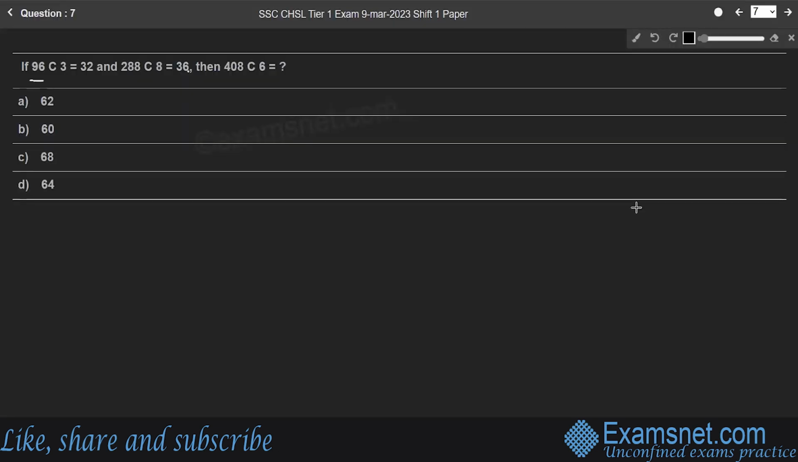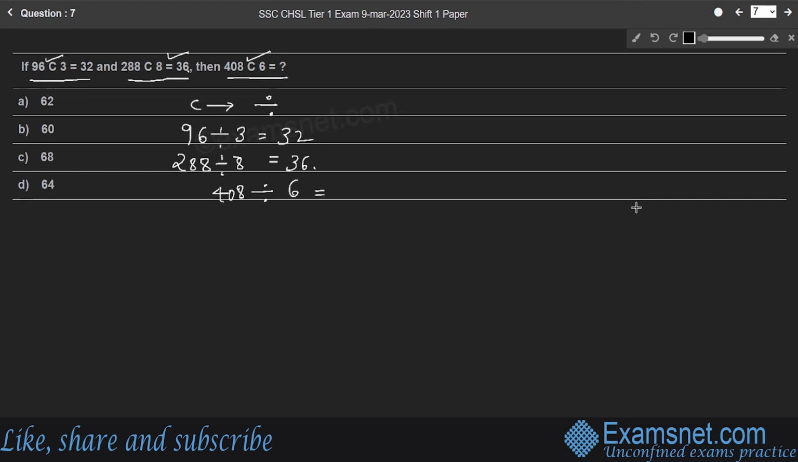Question number 7. If 96C3 is equal to 32 and 288C8 is equal to 36, then 408C6 is equal to. Here, C represents divided by, right? C represents divided by, because 96C3, that means 96 divided by 3 is equal to 32, right? So 288 divided by 8, the second relation, is equal to 36. Therefore, 408C6. So 408, C means divided by 6 is equal to. So 6 into 6, 6 into 8, right? Therefore, the answer is 68. Option C is the right answer.